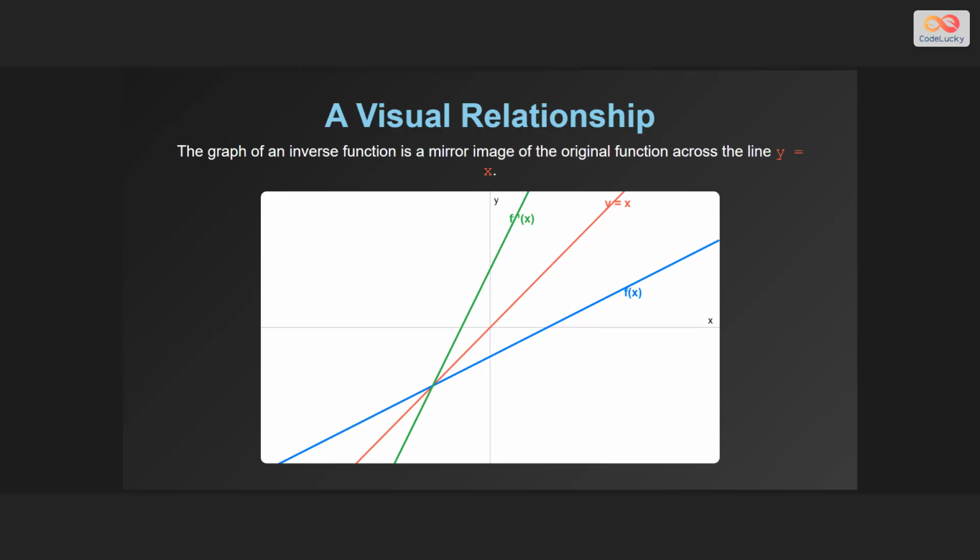Inverse functions have a cool visual property. If you graph a function and its inverse on the same coordinate plane, you'll notice that they are perfect mirror images of each other. The line of reflection is the diagonal line y equals x. This shows how the x and y values are swapping places.